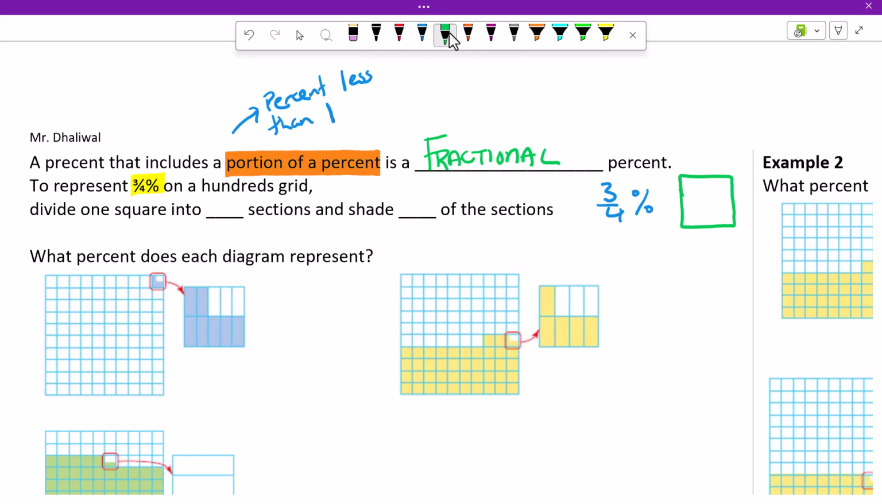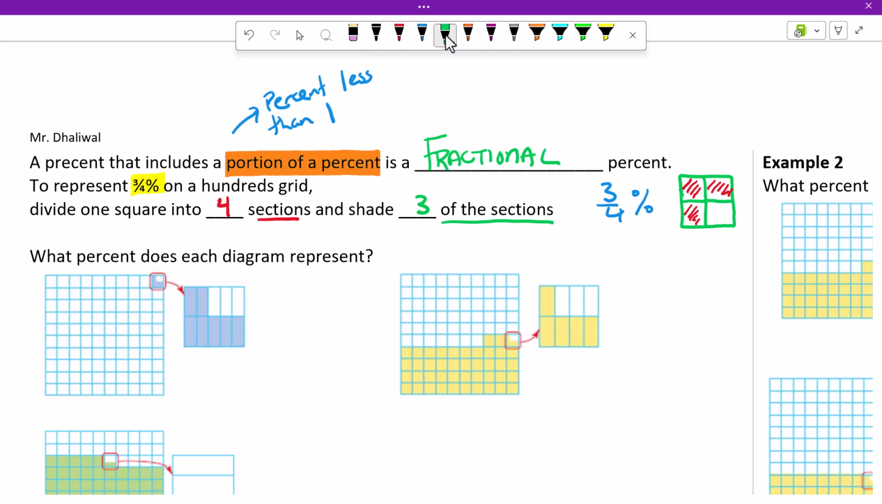Sorry, yeah, I heard it over here. 4. The bottom number tells you how many pieces you're broken into. So 4 equal sized pieces. And how many would be shaded? 3. That's the top number. 1, 2, 3. So if we have 3/4%, we divide the square into 4 sections, and we shade 3 of them. Okay?